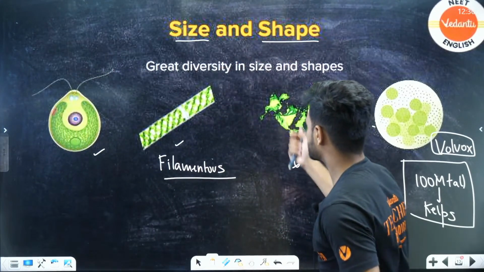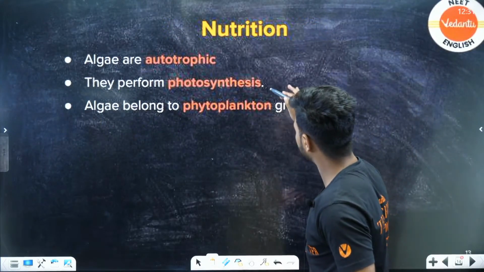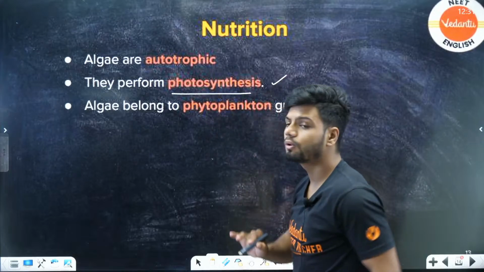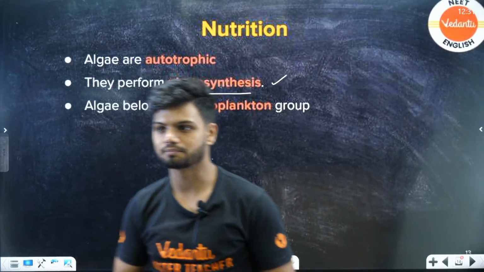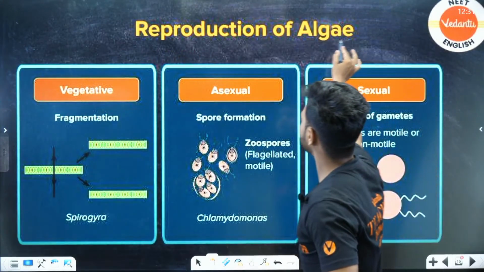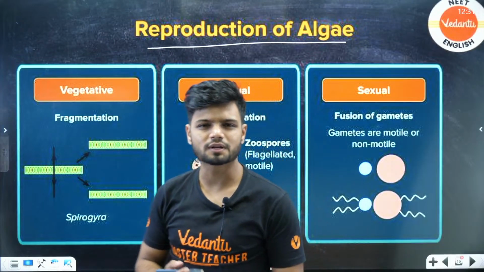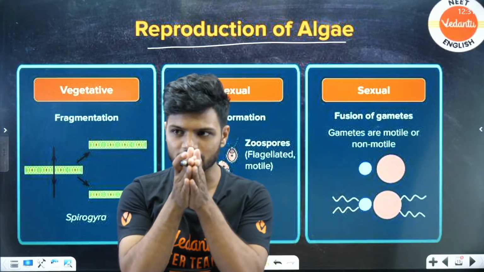Your size and shape of a particular algae, mode of nutrition we already learned. It is said to be photosynthetic in nature. Now, what about the reproduction in algae? How do organisms reproduce? How do they reproduce? Students, remember this very carefully.